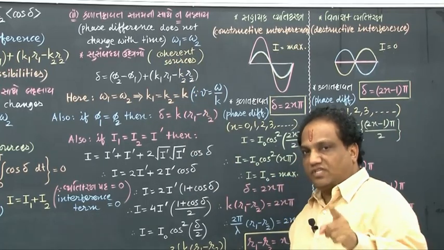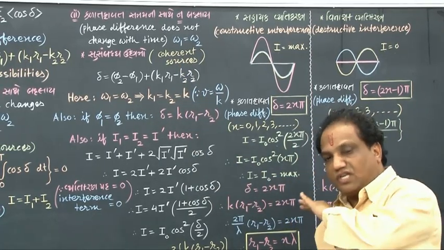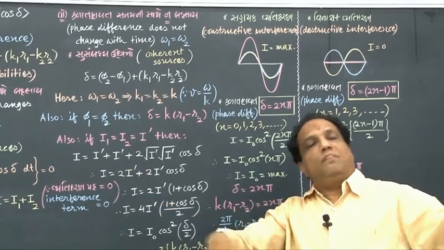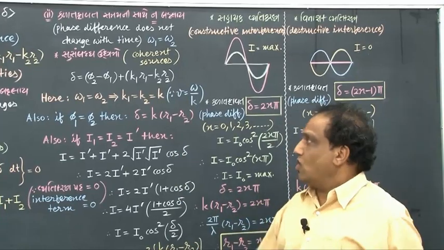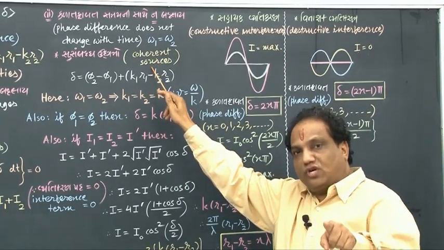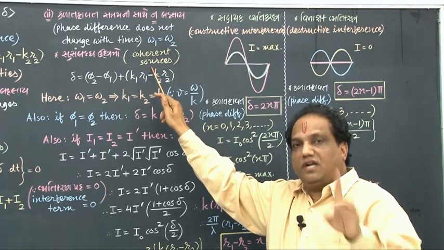If a phase difference between two given sources does not change with time, remains invariant with respect to time, then such two sources are called coherent sources. Okay. In case of coherent sources, what is the resultant intensity?